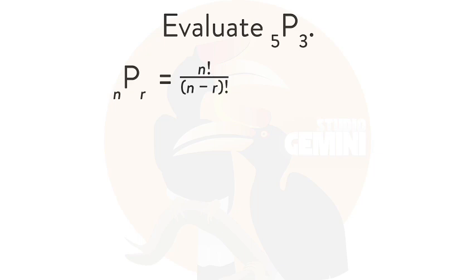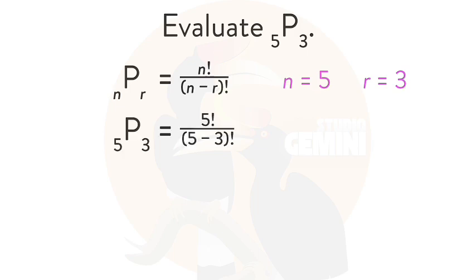To see how this formula works, let's use it to solve the same ice cream cone problem as before. In our formula, n is the total number of choices, so n equals 5. And we're choosing 3 scoops out of 5, so r equals 3. Plugging these values into the formula, we get 5P3 equals 5 factorial over 5 minus 3 factorial. Let's simplify the denominator, so we get 5 factorial over 2 factorial.